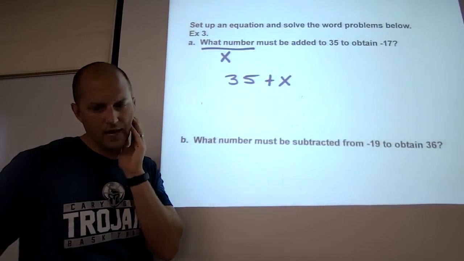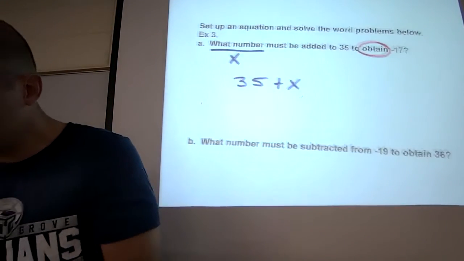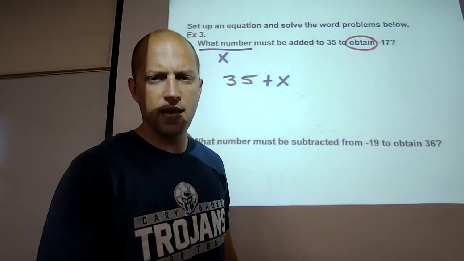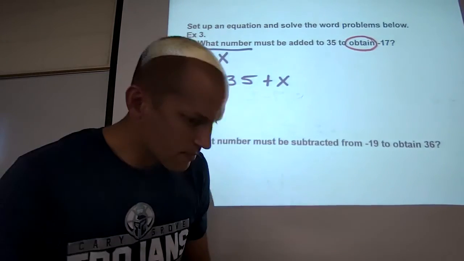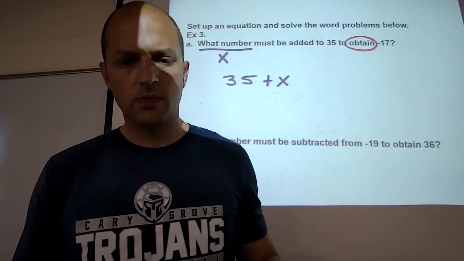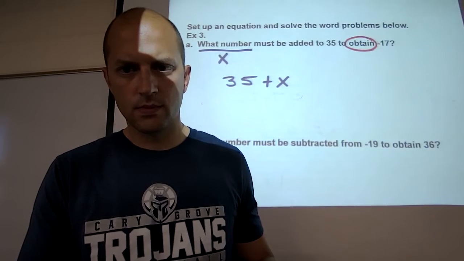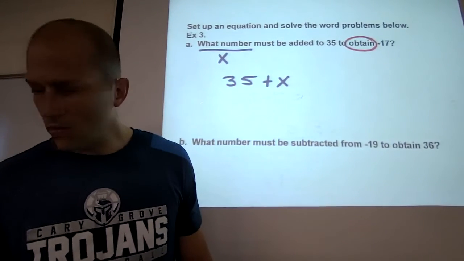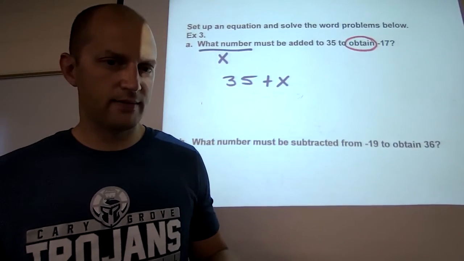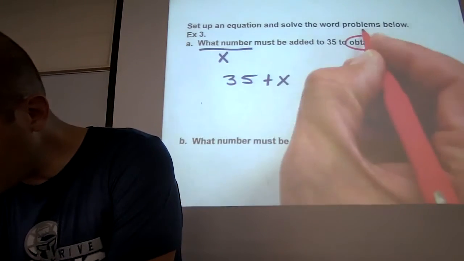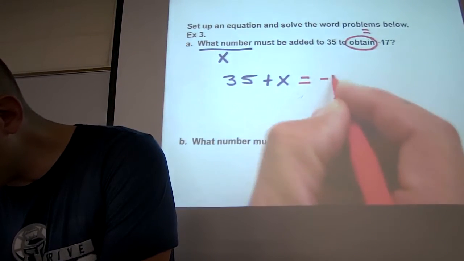Now, what's obtain mean? What does obtain mean, y'all? Your final result, or like... What's that, Lily? It's more of like your final result, kind of like after the original few numbers you get. You're exactly right. You're trying to obtain that. You're trying to get that. You're trying to equal that. So when you see the word obtain, I want you to think of equal. So I have equal negative 17.